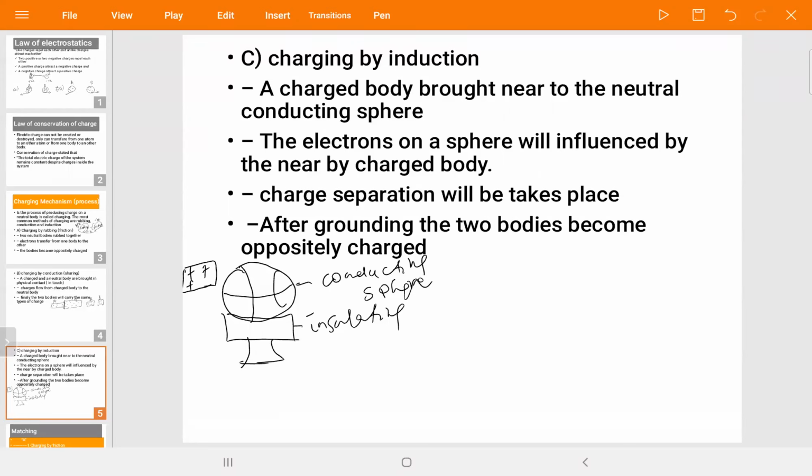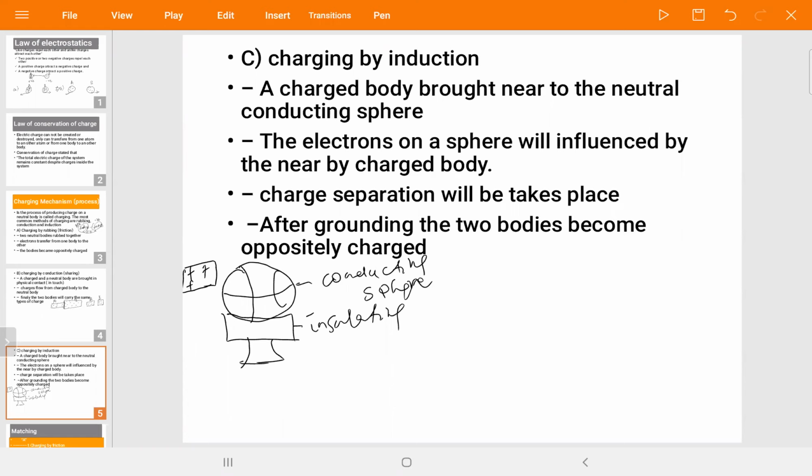We don't need to touch them or be in physical contact with each other. We have to approach it without a physical contact. The rod is near the sphere, but not touching it. And what will happen to the charge found on the conducting sphere?